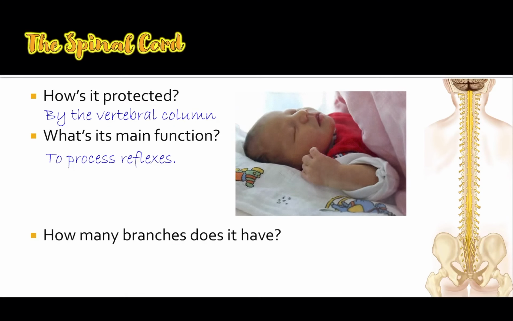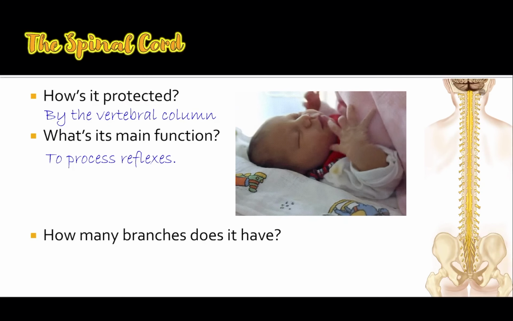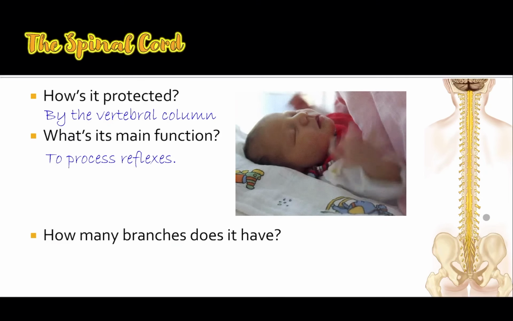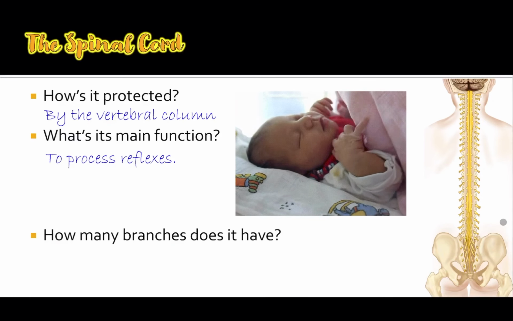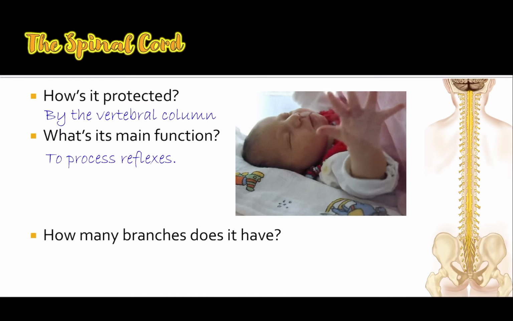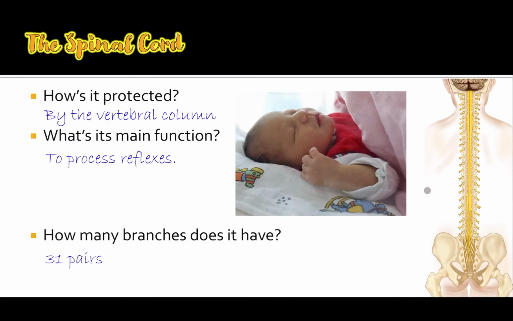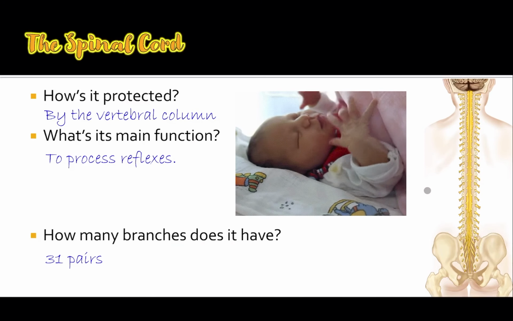So it's there to process reflexes. Lastly, there are a lot of branches that come off the spinal cord. You can see them here. They branch through these little holes in the side of each vertebra that allow for nerves to pop off of the spinal cord. And there are actually 31 pairs of nerves that do that.